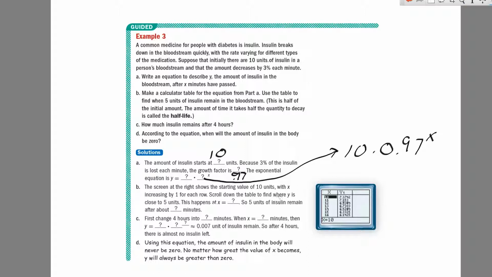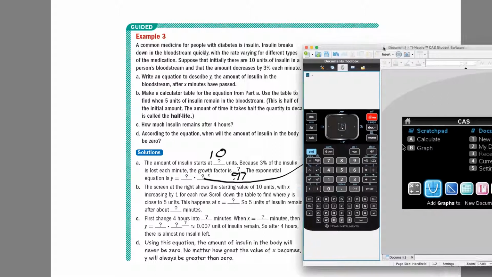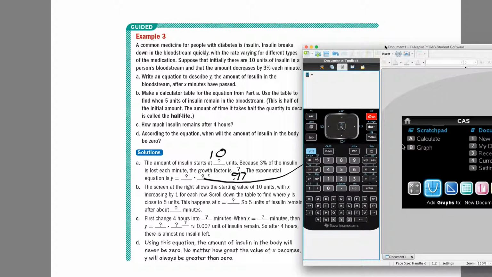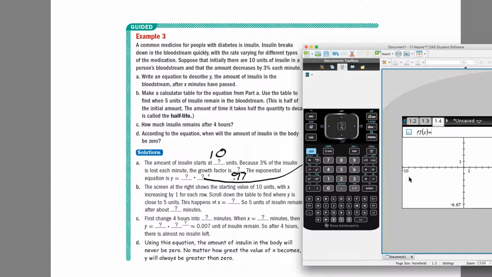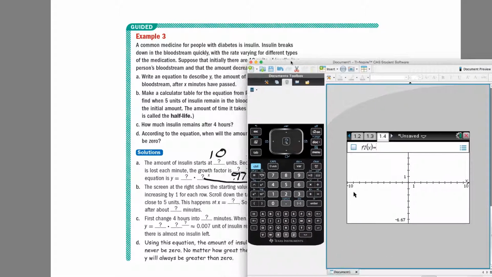And this happens at, well, first we need to put this into our calculators, don't we? To begin to get a table to begin to see what this looks like. So let's go ahead and bust out our calculator here. Right, I got my TI Nspire emulator up, and the screen at right shows a starting value of 10 units, x increasing. So we need to create a table so we can do this. I think a quick way to do it is we pull up our home screen. I'm going to go to graphs. I'm going to put in my expression, which is f of x equals 10 times 0.97.